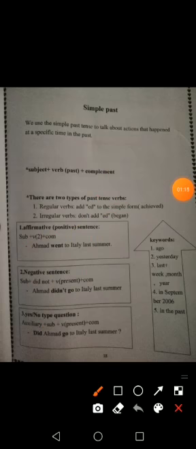We use simple past to talk about actions that happened at a specific time in the past, okay? To talk about something that happened in the past. So those keywords tell us that the action happened in the past.